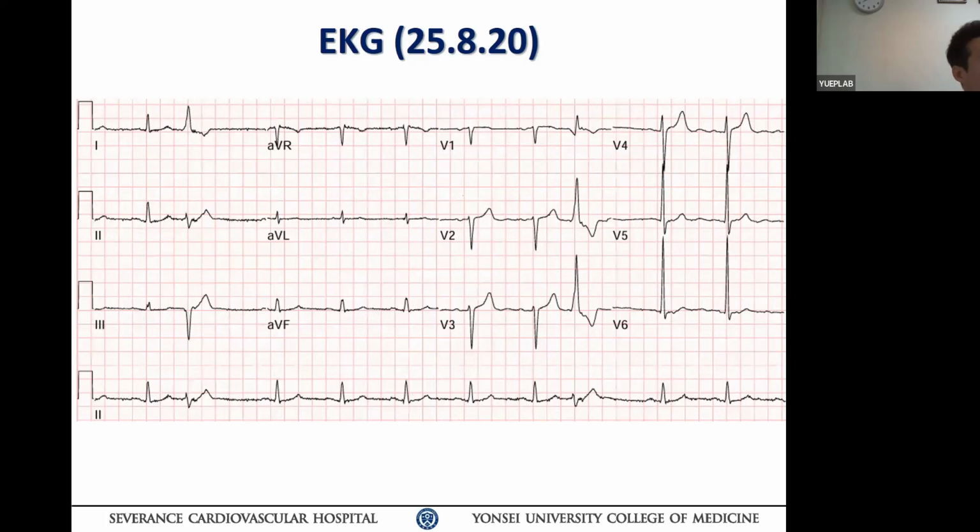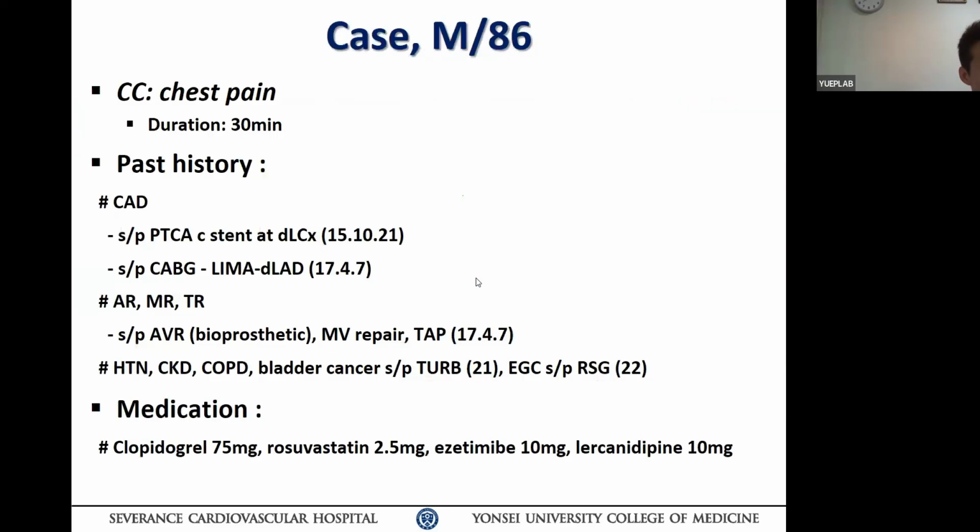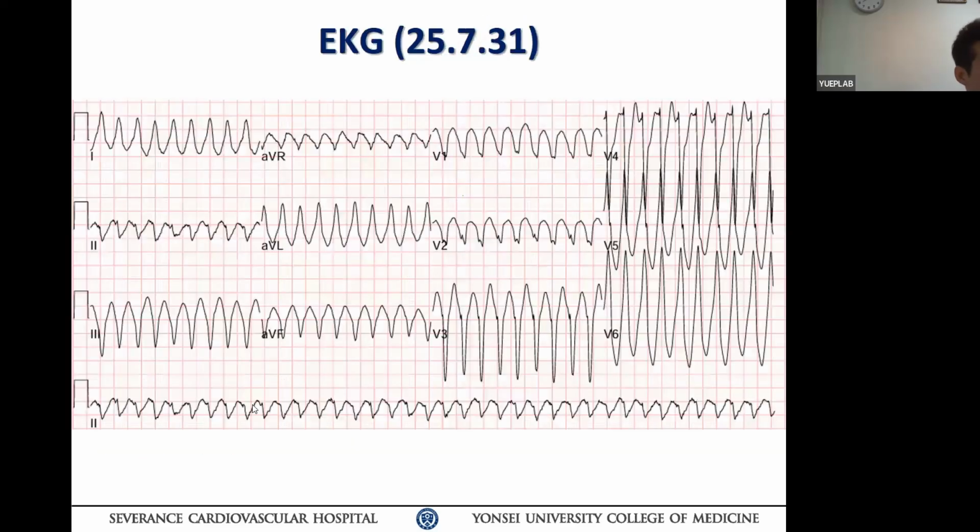I think the difficulty in definitely calling that VT is that there is some fusion capture beat. So I think the difficulty for interpretation is because it is a very fast VT, so there is significant TR fusion. The majority of the onset of your QRS was superimposed with your T wave.